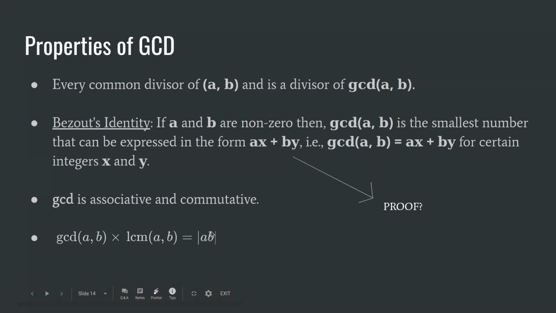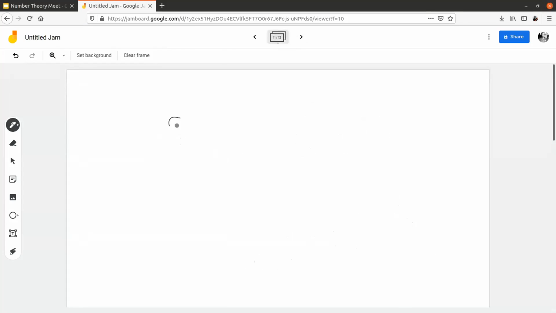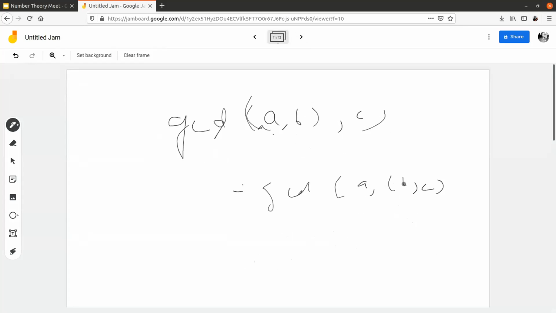GCD is also associative and commutative. That should make sense clearly. Basically, GCD of A comma B is equal to GCD of B comma A. That is what commutativity means. And I'll show associativity once: GCD of GCD of A comma B, comma C should be equal to GCD of A comma GCD of B comma C. Yeah, so this is what associativity means. So by default you get that.